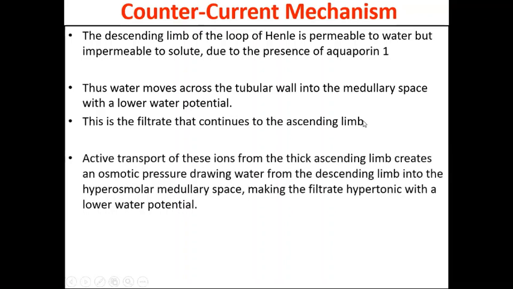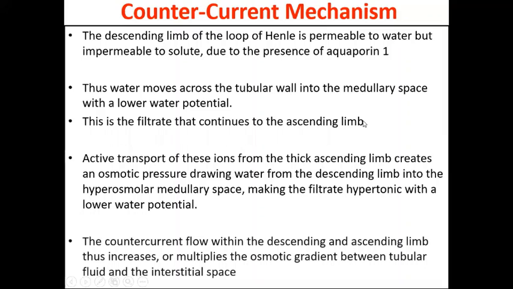So in the ascending limb, this is where you have active transportation of solutes. Active transport of these ions from the thick ascending limb is going to create an osmotic pressure to draw water from the descending limb into the hyperosmolar medullary space. So the medullary space, or the interstitium, or the medulla, is hyperosmolar, meaning that the concentration of these solutes is more. That is going to facilitate the reabsorption of water in the descending limb of the loop of Henle.